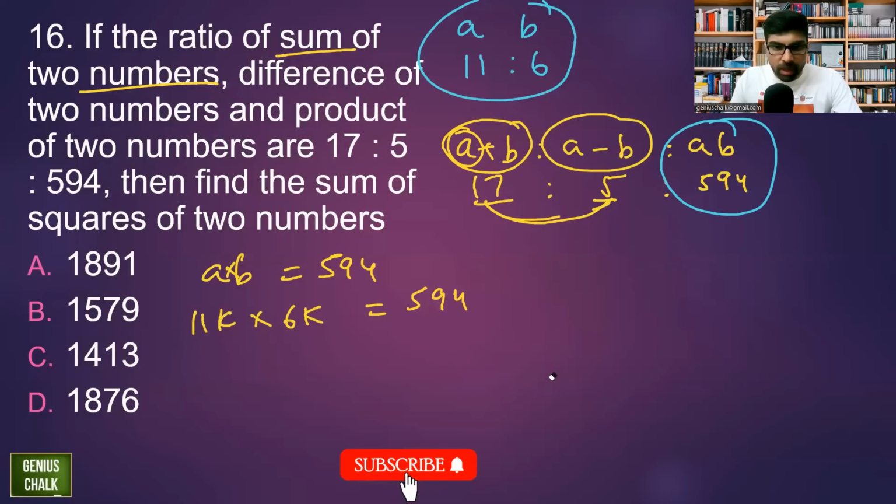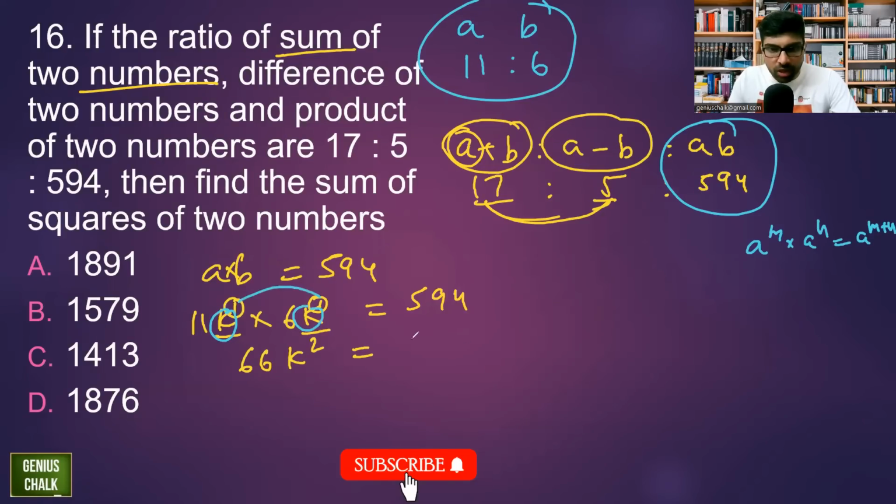Now you see, when you multiply k with k, it will be k square, because there is a formula in surds and indices: when bases are same, powers get added. So here the bases are k, so powers will get added. So 66k square equal to 594, which gives 9. So k square equal to 9. k could be minus also, but here we have to take the positive numbers, so k is equal to 3.